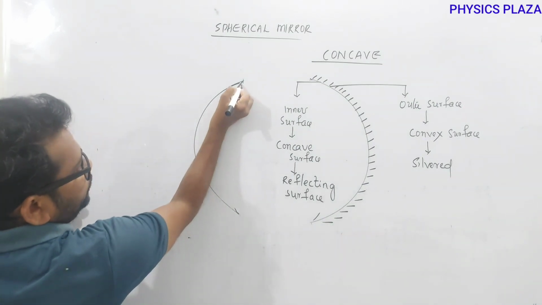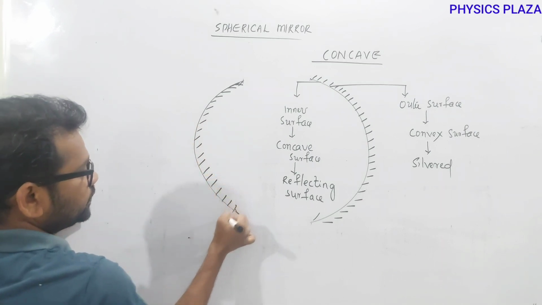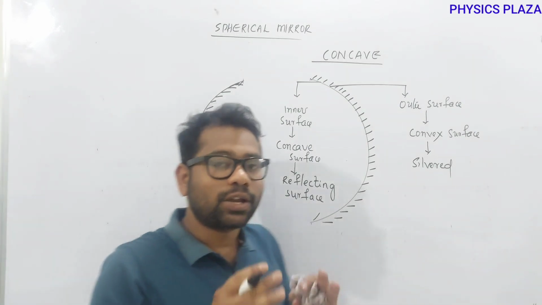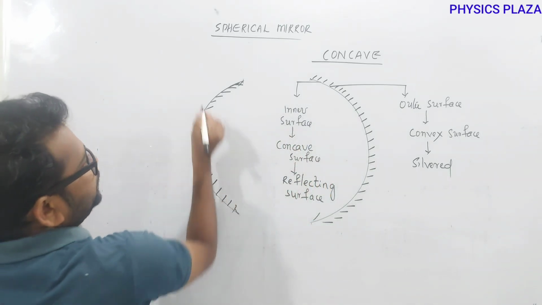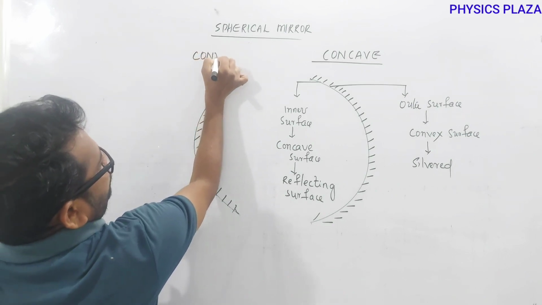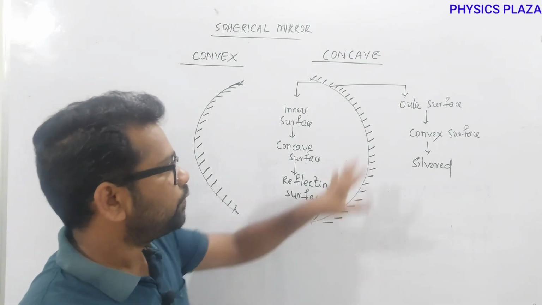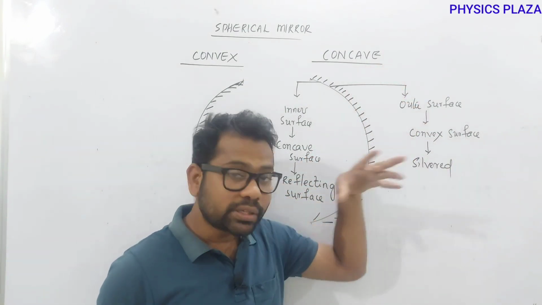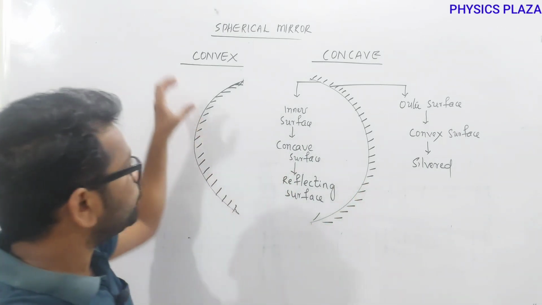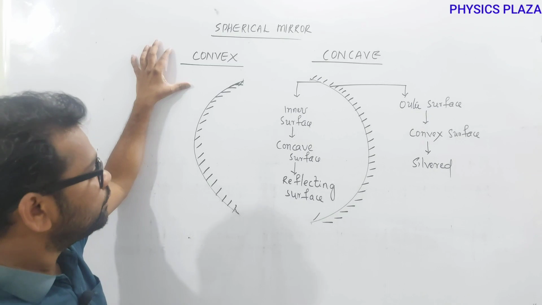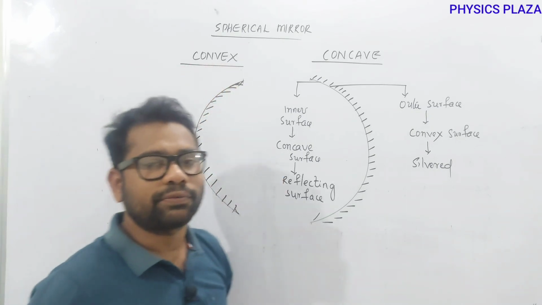If not, children, look here. What is happening here? The inner side is silvered, so the outer side, that is the convex side, acts like a reflecting surface. Such a spherical mirror we can call a convex mirror. Children, it's very, very important. For a concave mirror, the outer side is silvered, so that the inner side acts like a reflecting surface, whereas for a convex mirror, the inner side is silvered, so that the outer side acts like a reflecting surface.